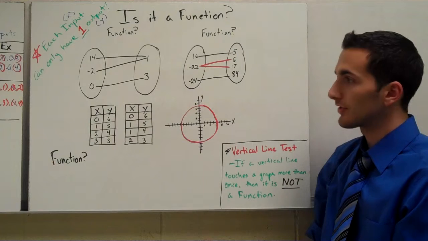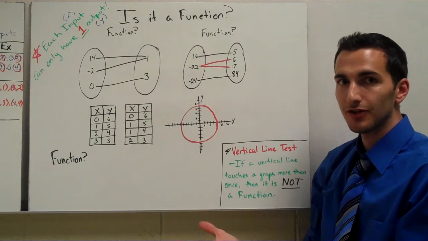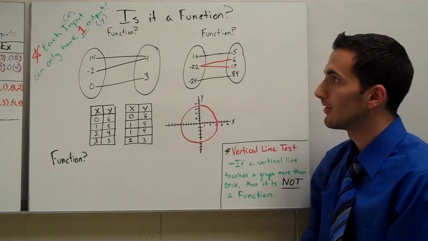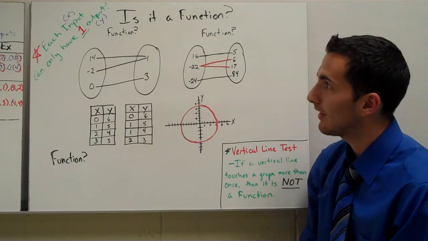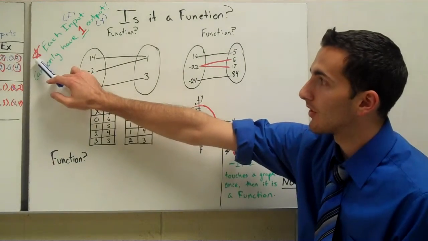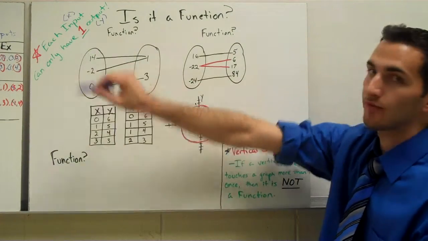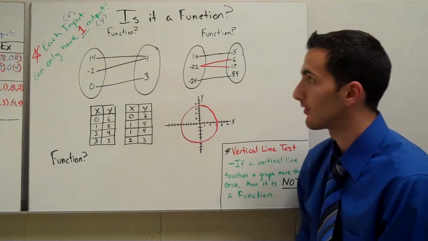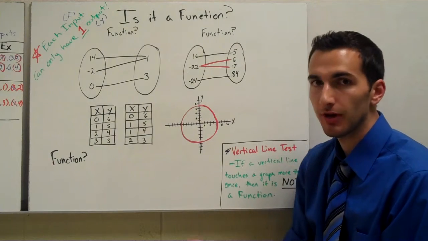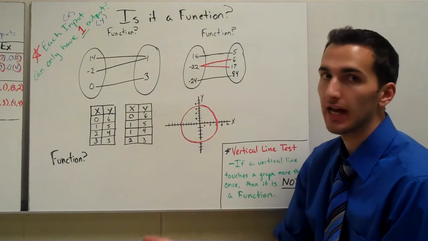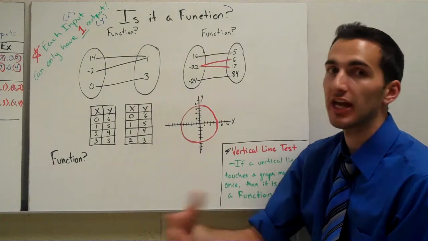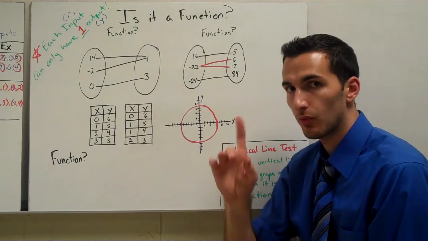Next up we have to figure out, is it a function or is it not a function? Up here I have this star. This is very important. Each input in a function can only have one output. This is what we just talked about. So we're talking about functions. Each input can only have one output. That means each x value can only have one y value.